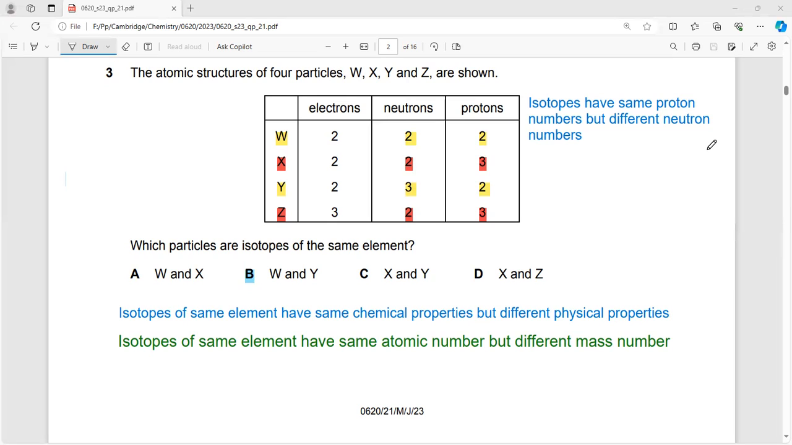We can also define isotopes like this: atoms belonging to the same element which have the same chemical property, but a different physical property. Or they have the same atomic number, but different atomic masses. So the examiner can also ask a question related to any definition of isotope.